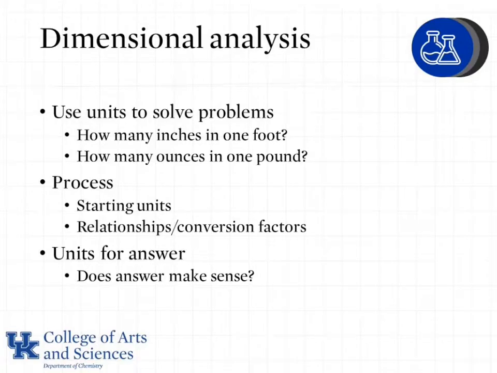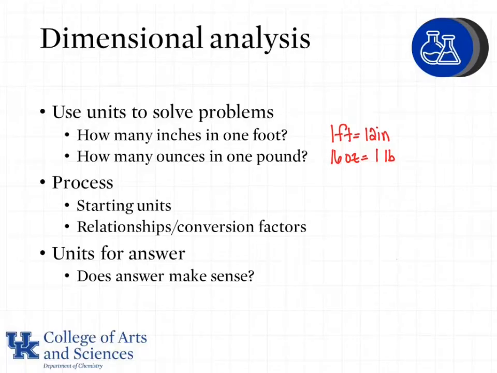For example, if we're converting between inches and feet, we know that 1 foot equals 12 inches. That's a relationship that's going to help us convert between feet and inches. We also know how many ounces are in a pound, so 16 ounces equals 1 pound. And if you had to do a conversion with one of those, you would probably just do the problem and never even think about calling it dimensional analysis, but in fact that's what you're doing.